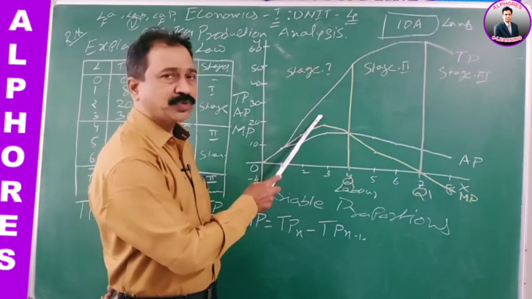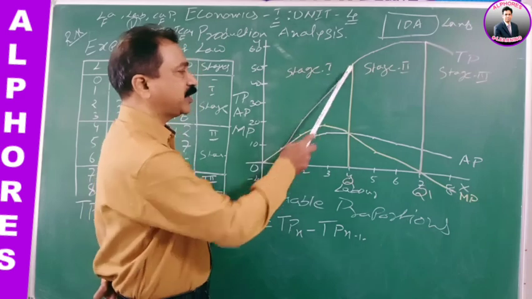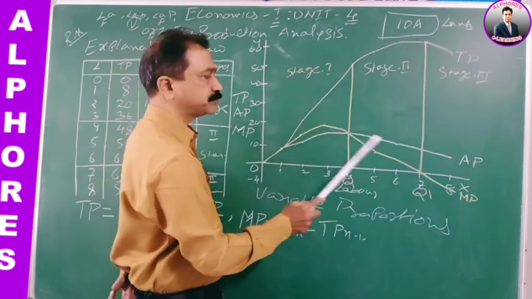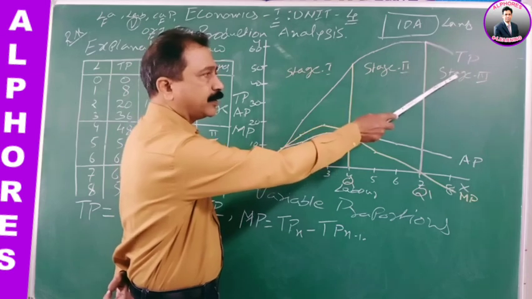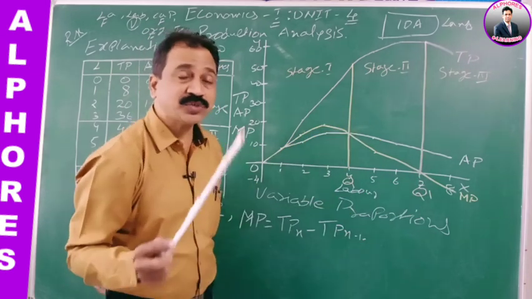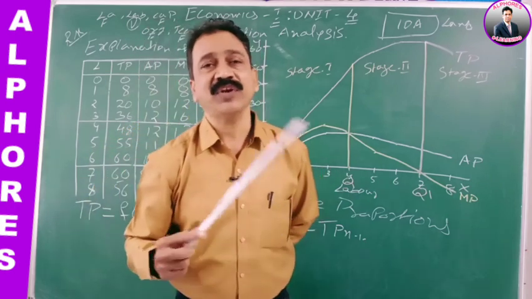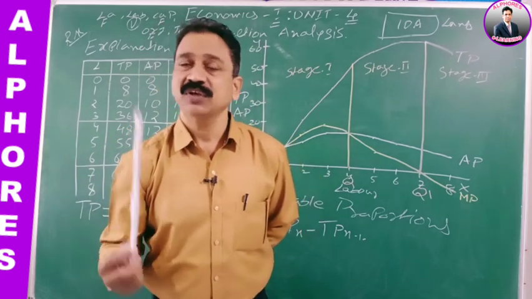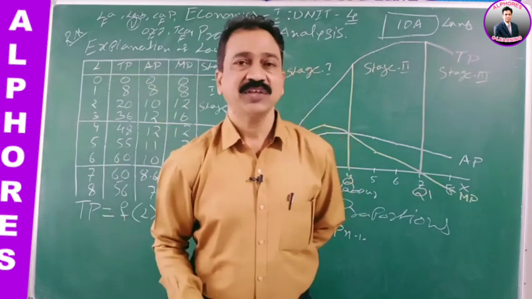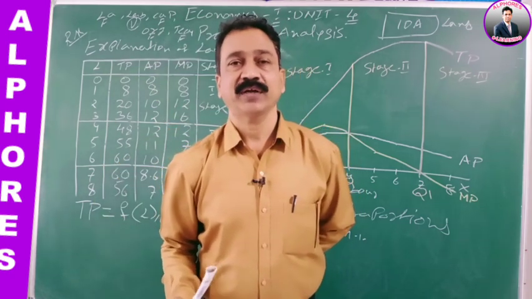In variable proportions, diminishing returns: first increases, constant, and decreases. In returns to scale, if you increase everything, what will be the result? We are going to see. With this, today's lecture is concluded. Okay.